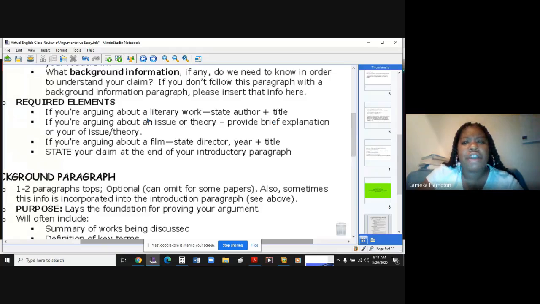Now, it says required elements here. And again, this goes with the different types of argumentative essays that you can write. For example, it says if you're arguing about a literary work, you have to state the author and the title. If you are arguing about an issue or theory, provide a brief explanation of your issue or theory. If you are arguing about a film, state the director, year, and title.